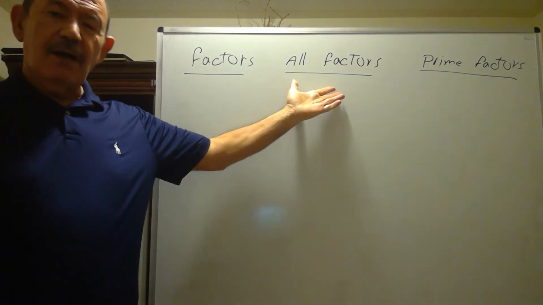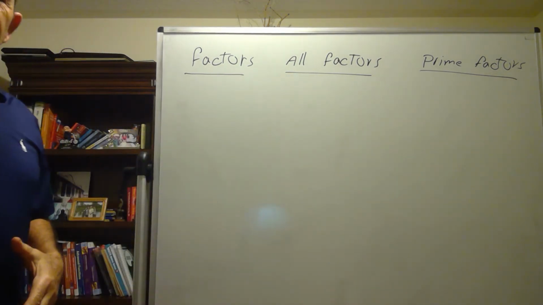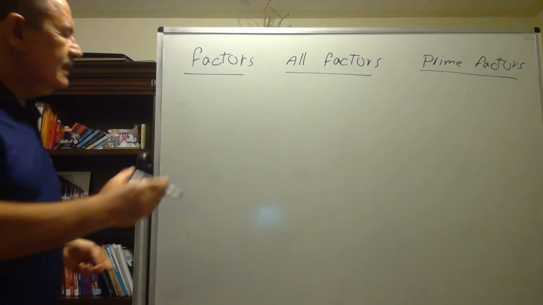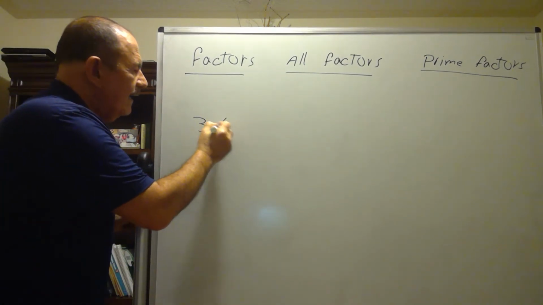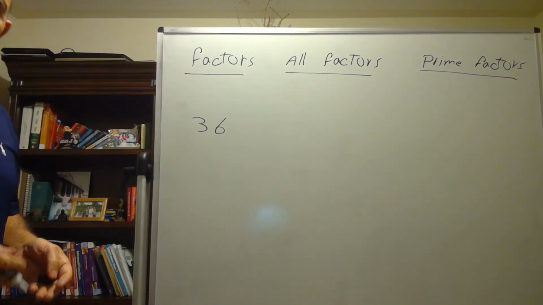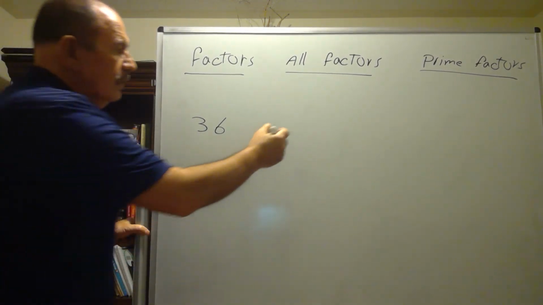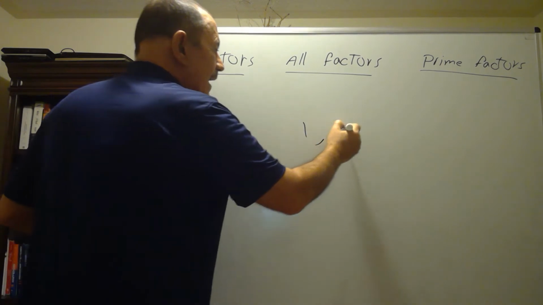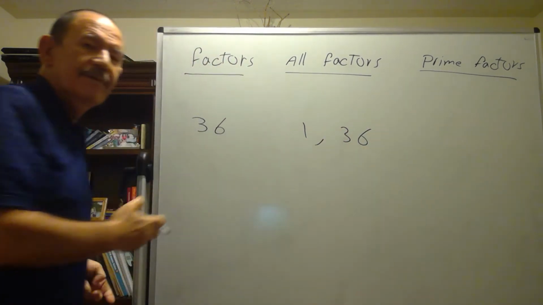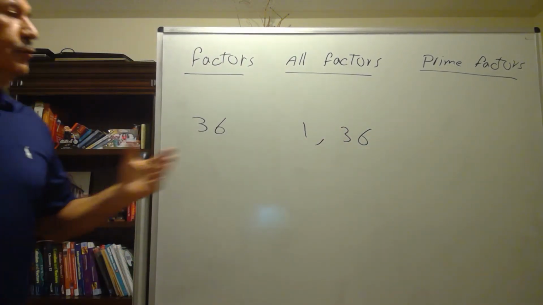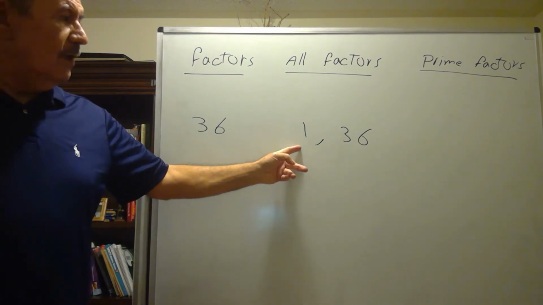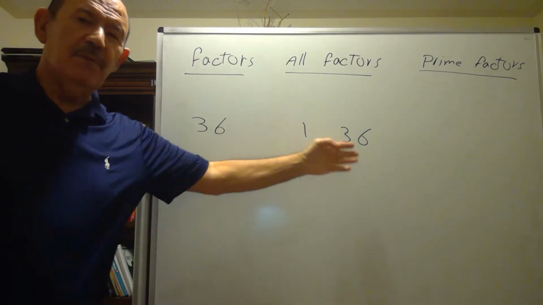The other thing is all factors. We want to find all factors of a number. Let's say we want to find all factors of 36. Remember, always 1 and the number itself are factors. So we already know 2 of the answers. One of them is 1 and the other one is the same number.